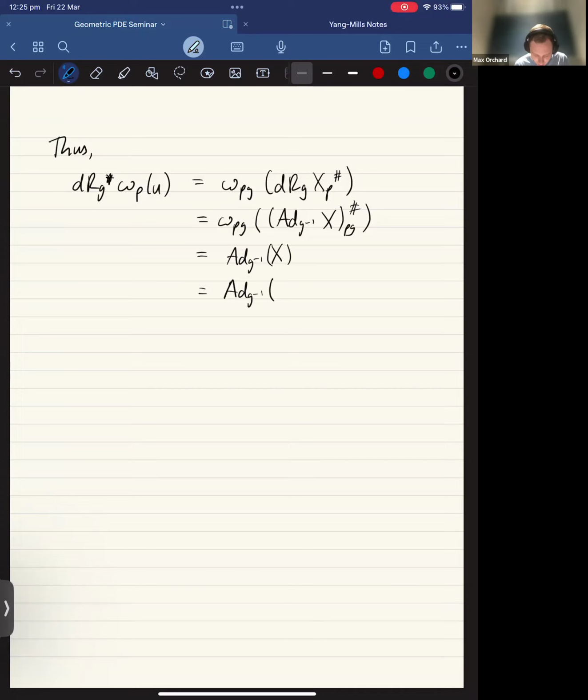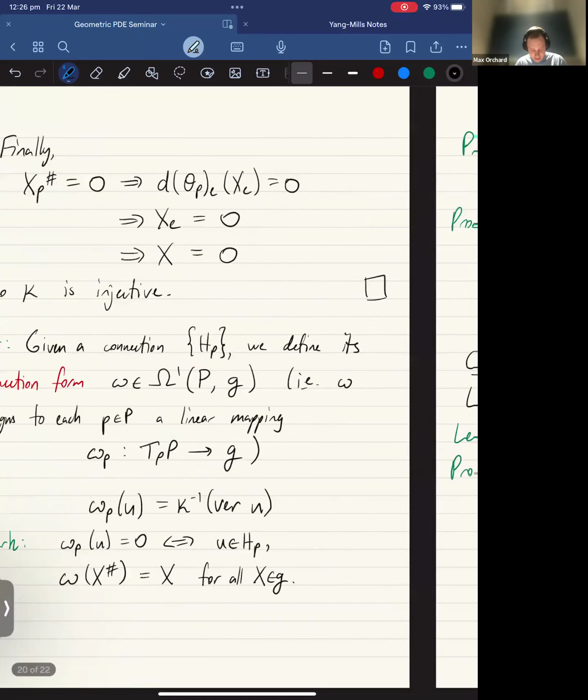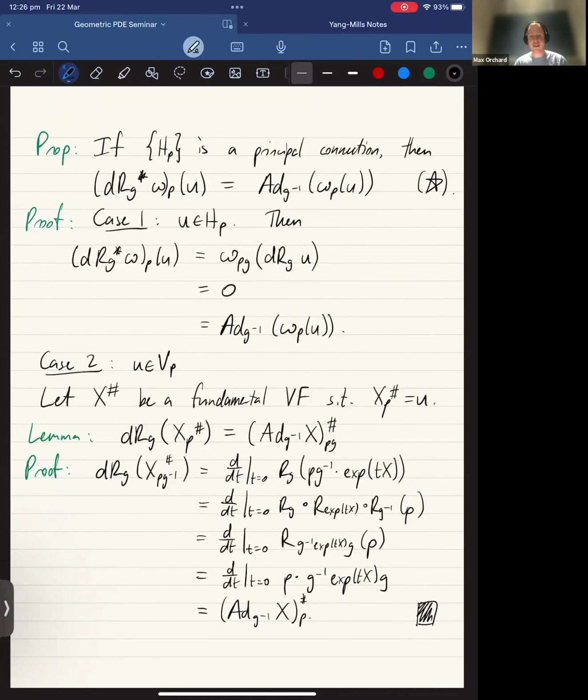Now this is equal to this again, as U was equal to the fundamental vector field corresponding to X. So the connection form evaluated at U gives you just X back. So that completes the proof for case 2. And the general case immediately follows, because this identity star here, everything's linear here. And we can write any tangent vector as a vertical vector plus a horizontal vector. And we've proven it in both of those cases. So by the linearity of the star, this completes the proof.